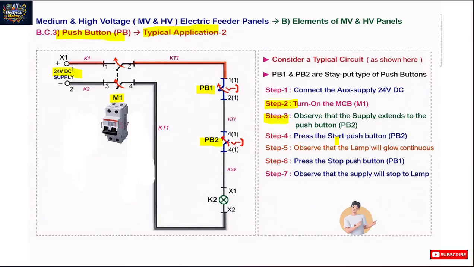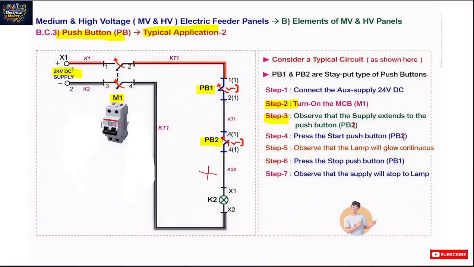Step 4 says to press the start push button PB1. You should start PB1. Then the supply comes to PB1. After that, observe whether the lamp will glow continuously. No, the lamp will not glow because PB2 is not pressed yet.